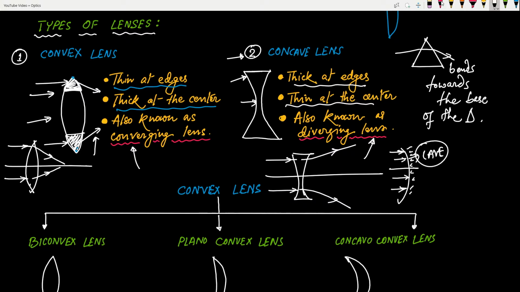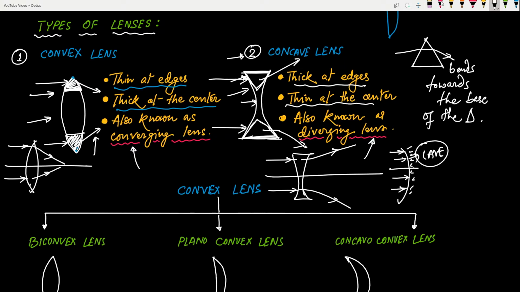Similarly, if you look into this concave lens, then we can draw a triangle like this, isn't it? And we can draw a triangle like this. So these are the bases. If light rays come and hit here, then it will turn towards the base, and this will turn towards the base. Therefore you can see that the rays are diverging. Therefore concave lenses are also known as diverging lenses. I hope this is clear, simple as that.